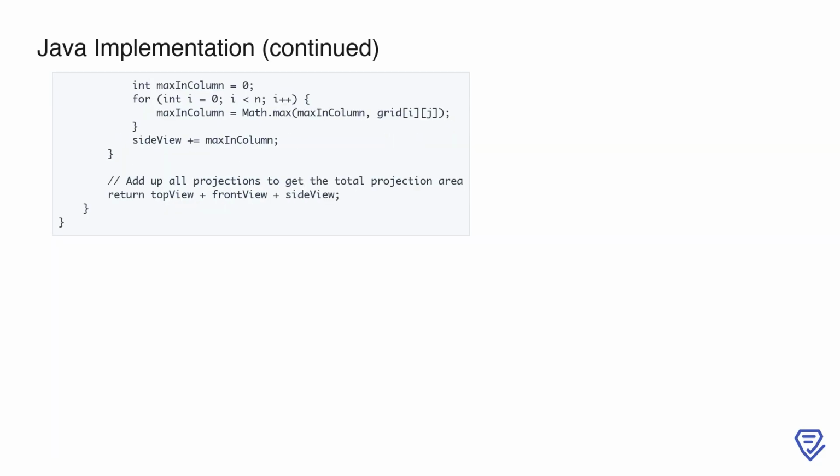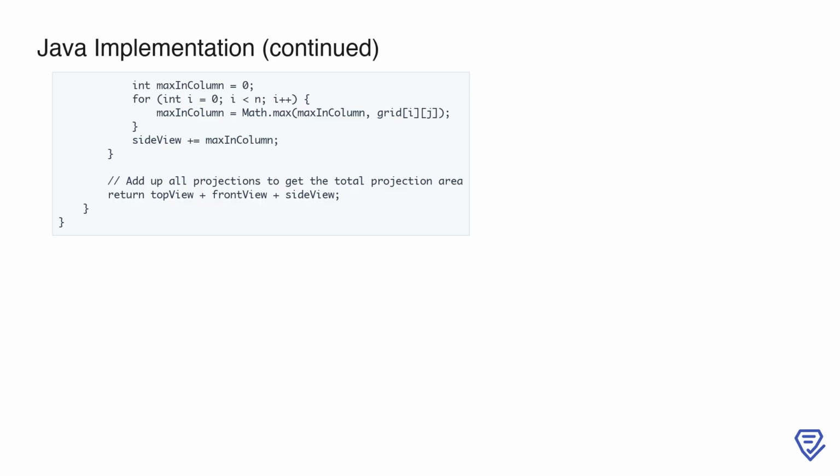Now, to calculate the side view projection, we focus on the columns instead of the rows. For each column, we determine the maximum value by iterating through all rows at the same column index. This gives us the tallest block visible when viewing the grid from the side.